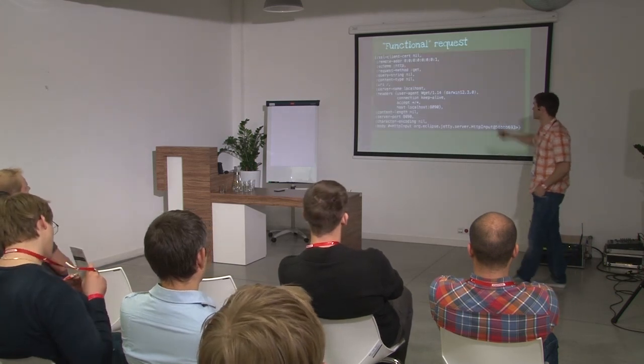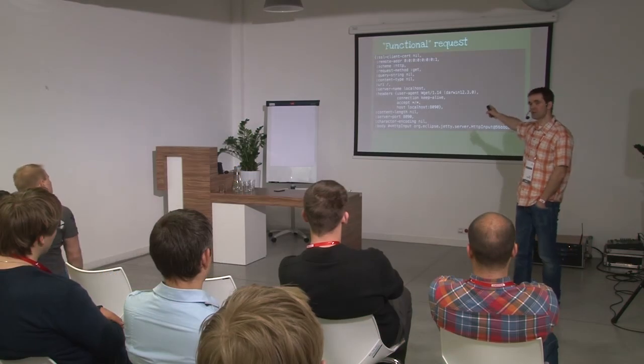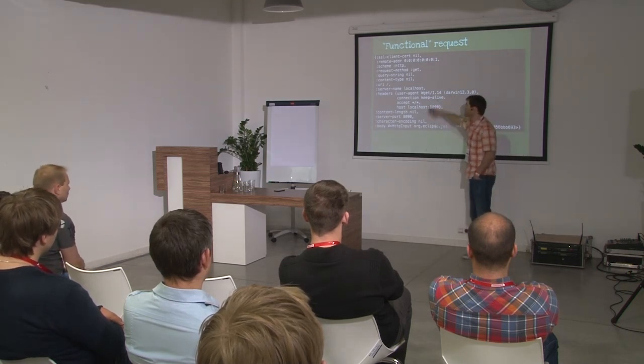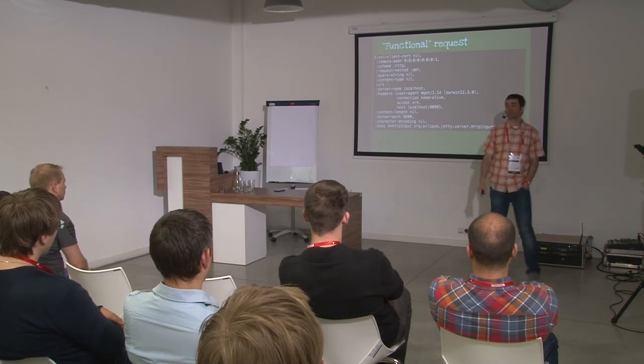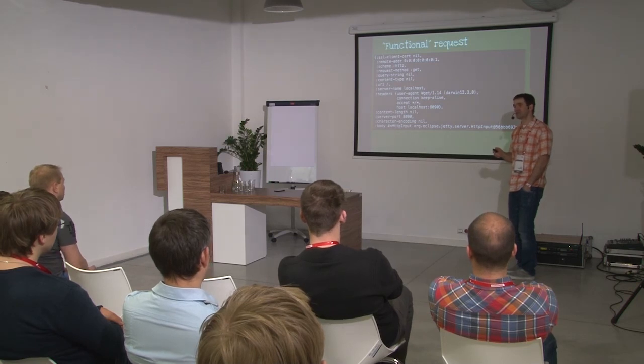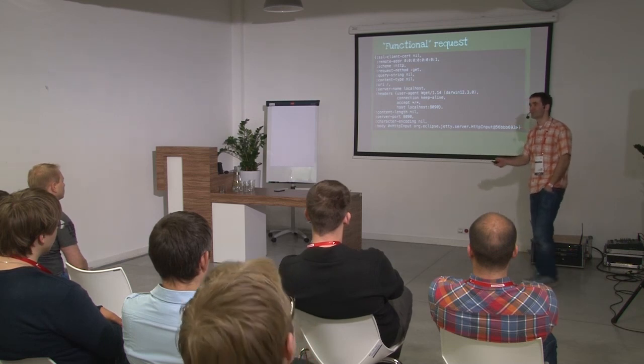But in Clojure, you see, this is a functional request. Can you decipher it? Can you understand what this map holds or conveys? It's easy. Can you tell me what URL I used to get this request? Well, that's not enough. What about hostname? What about port? What about query params?